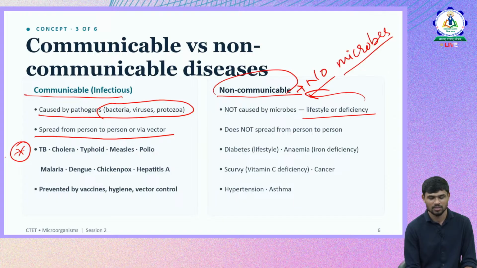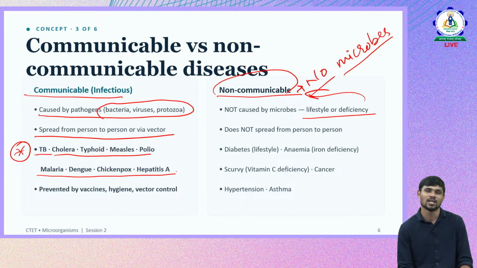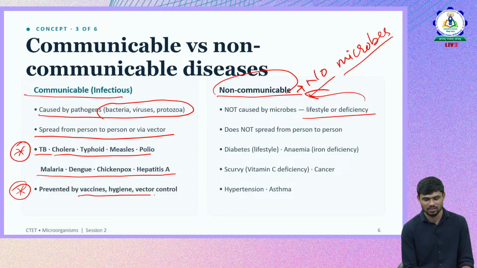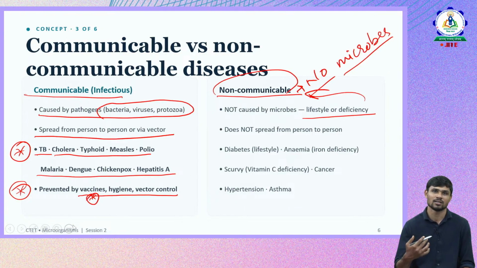So remember these examples of communicable diseases: tuberculosis, TB, cholera, typhoid, measles, polio, malaria, dengue, chickenpox. These are a few examples of communicable diseases. How are these prevented? By using vaccines, hygiene and vector control. Vaccines are something we take from childhood to get immunity against different diseases.